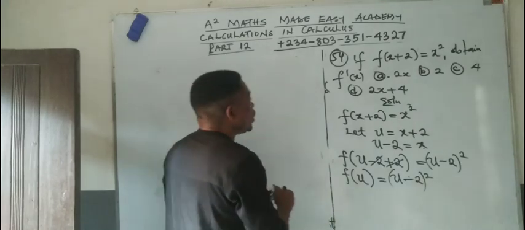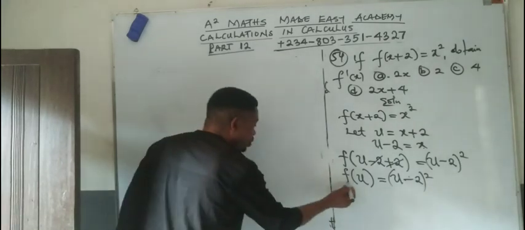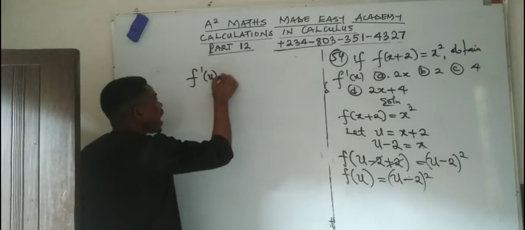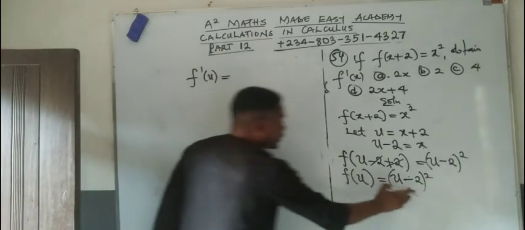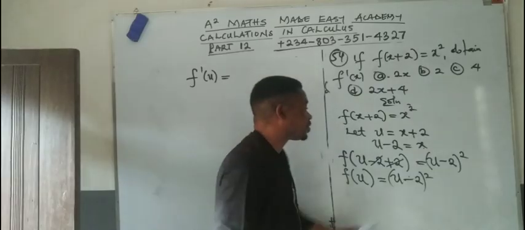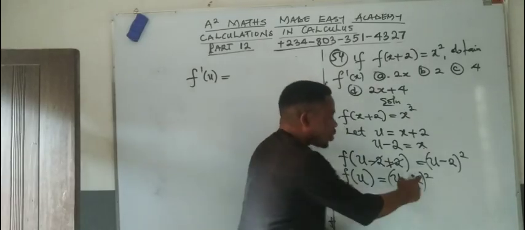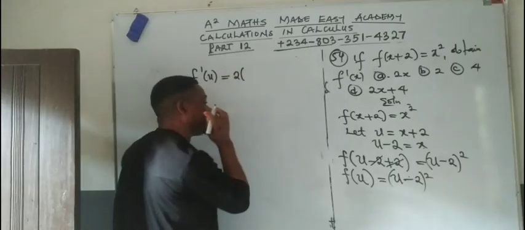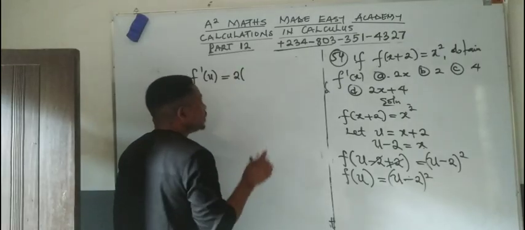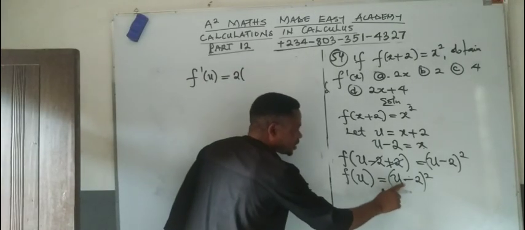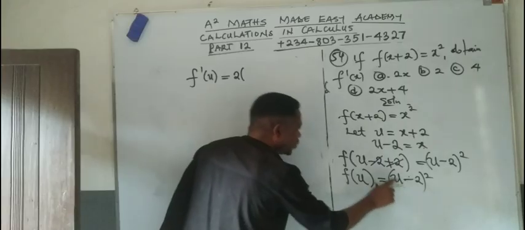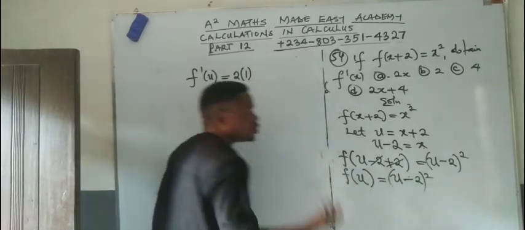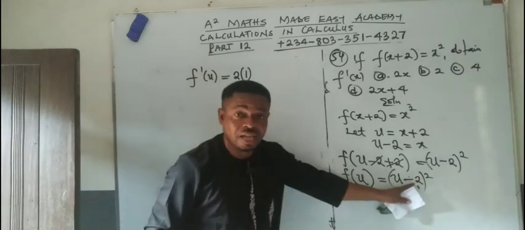Now what do we do? Differentiate. If you differentiate f of u, it will give you f prime of u. I have differentiated this. Now to this, there is what we call differentiation by chain rule. Consider the power. What is the power? 2. Then open the brackets. Are you with me now? Then the next thing is to differentiate the base. Here, u, if you differentiate u, it will give you 1. Close the bracket. Throw minus 2 away because it's a constant.